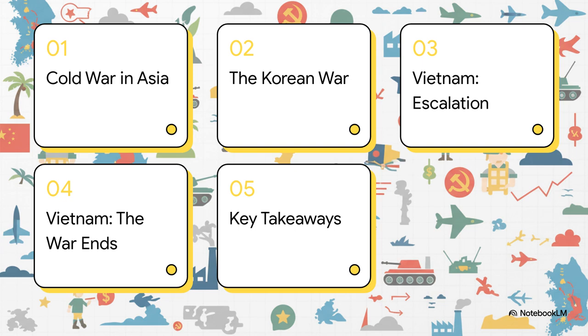We're going to follow the AQA syllabus to a T. First, we'll set the scene, why Asia. Then we'll dive deep into the Korean War, followed by the long, complicated story of Vietnam, both how it started and how it ended. And finally, we'll wrap up with some crucial takeaways to help you nail those exam questions.